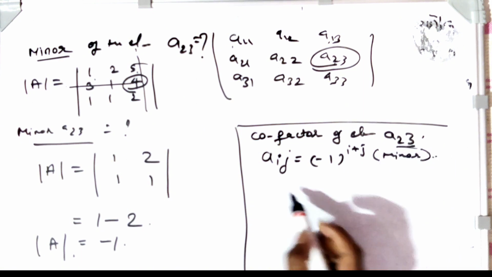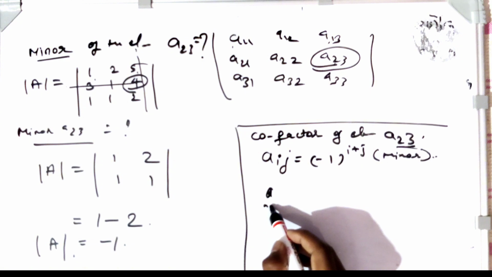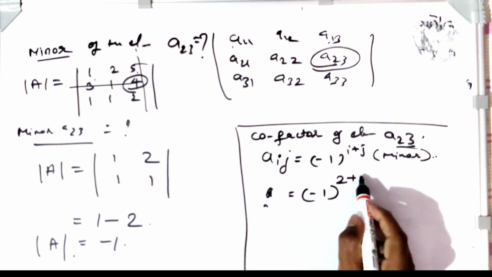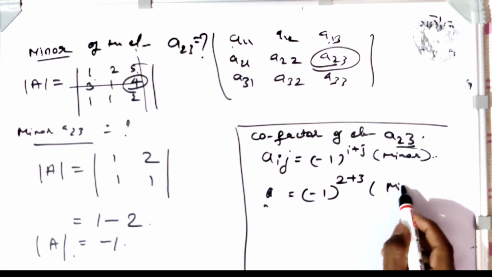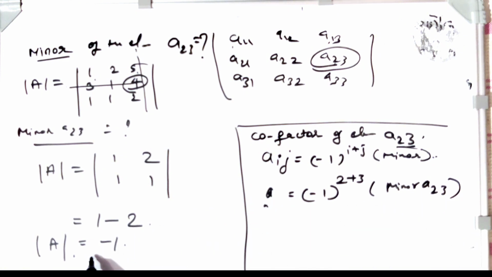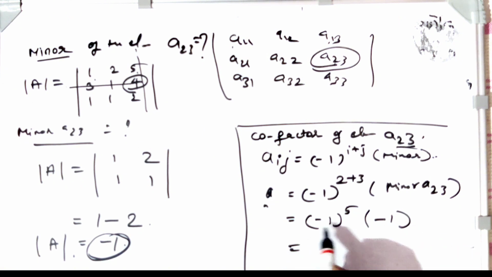Here, the cofactor of A23 is minus 1 to the power of 2 plus 3 into the minor of A23. We have already calculated the minor as minus 1. Minus 1 to the power of 5 is minus 1. Minus 1 into minus 1 is plus 1. This is how to find the cofactor of the element.